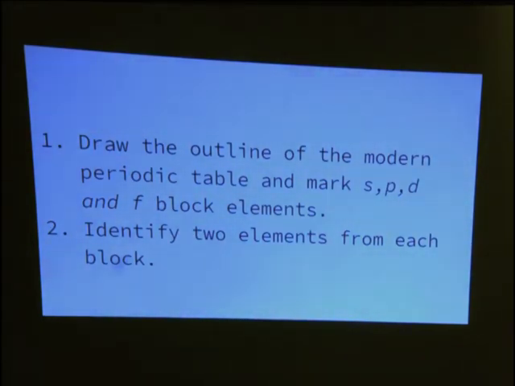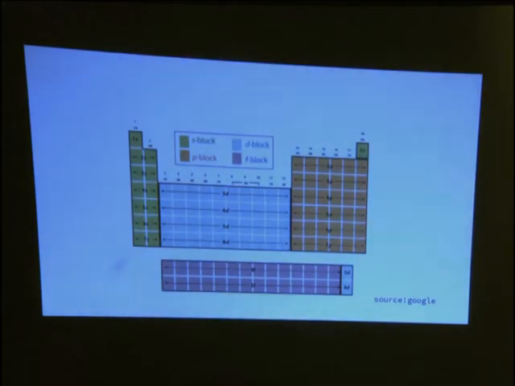Now, what I want you to do is draw the outline of the modern periodic table and mark the blocks as s, p, d and f blocks. After you are done with that, you can identify 2 elements from each block. Okay, so when you are done, you can check your answer with this one. Here in this diagram, you can clearly see that the modern periodic table is divided into 4 blocks. You have the s block, p block, d block and f block.